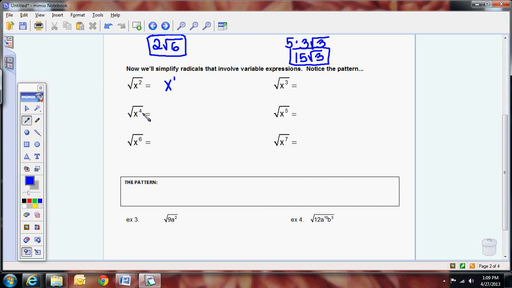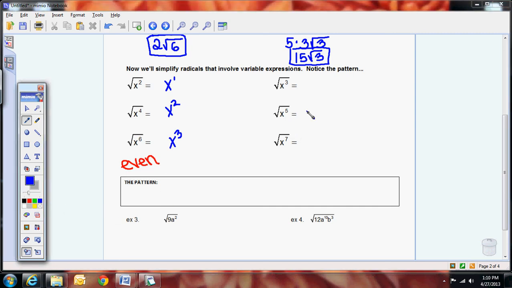Let's move to this one. So x to the fourth, well, we think what times what would give you x to the fourth? Well, if I multiply x squared times itself, that would give me x to the fourth. So we're just breaking it out, cutting it in half. So same thing with this one. What times what would give me x to the sixth? Well, x to the third. So these are all even numbers. So hopefully you're seeing something that we do if your exponent is an even number.